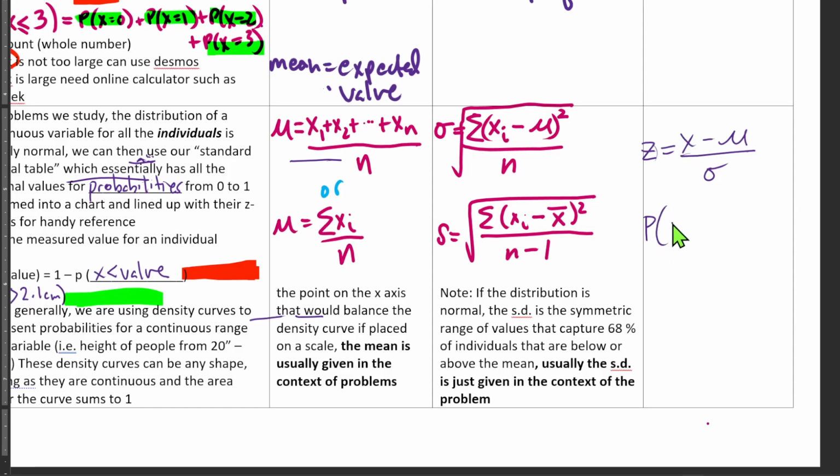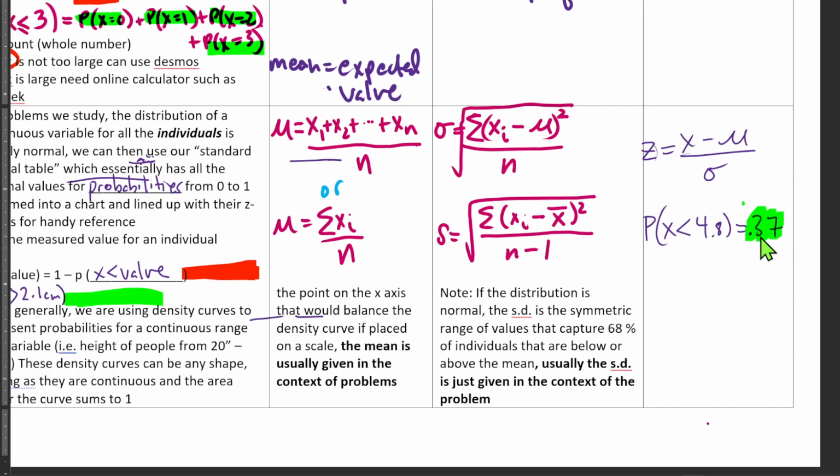Let's say we know this: the probability that x is less than, I don't know, 4.8 centimeters. Let's say we're talking about some little insect again. Let's say that probability is 37%. Well, that's a little gold mine of information, because this probability allows us to find the z-score for 4.8.